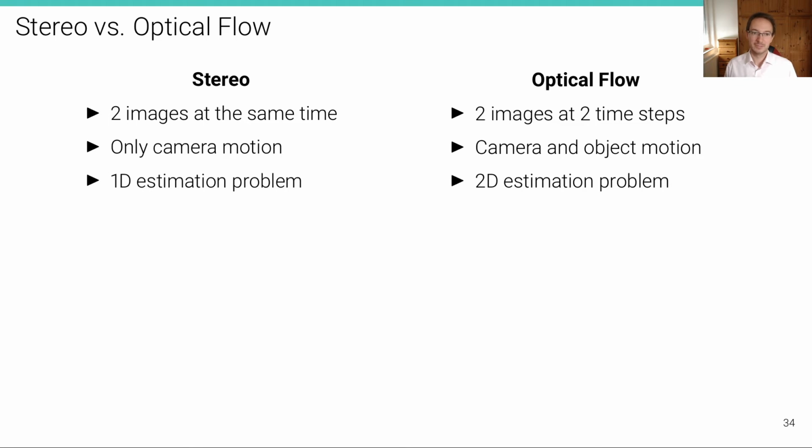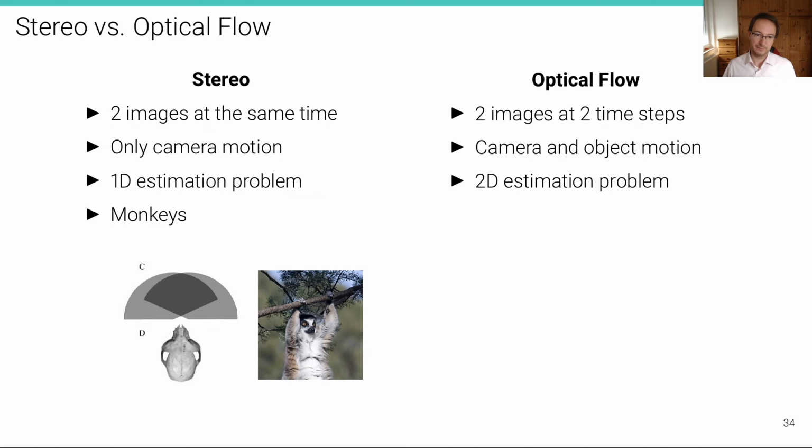And therefore, stereo is a 1D estimation problem. We just have to search along the epipolar line. Once we have found the epipolar geometry, we can search along the epipolar line in 1D. And optical flow is a full 2D estimation problem. A pixel in the first image can be located at any pixel in the second image. There is no constraint a priori.